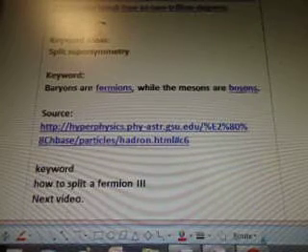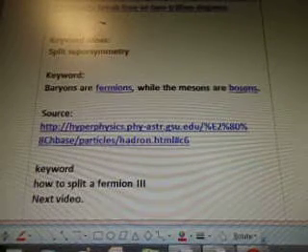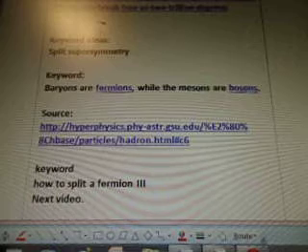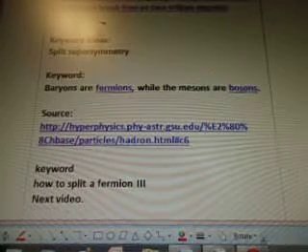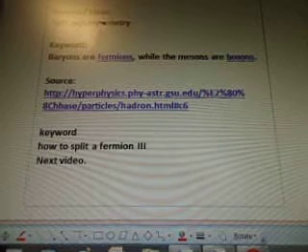Keyword ideas: split supersymmetry. The baryons are fermions, while the mesons are bosons. Hyperphysics.phy-astr.gsu.edu. Keyword: how to split a fermion in 3 will be in the next video.